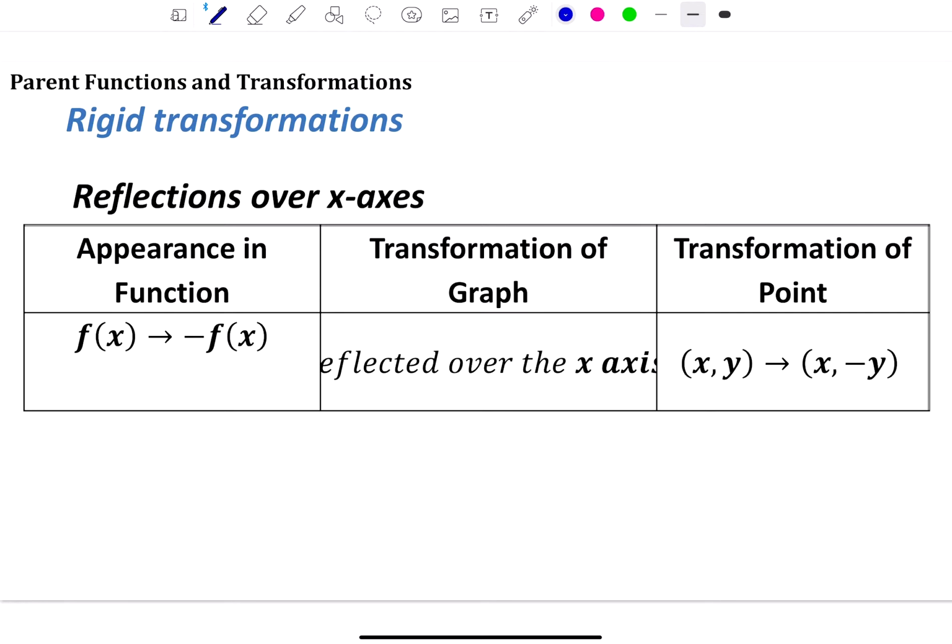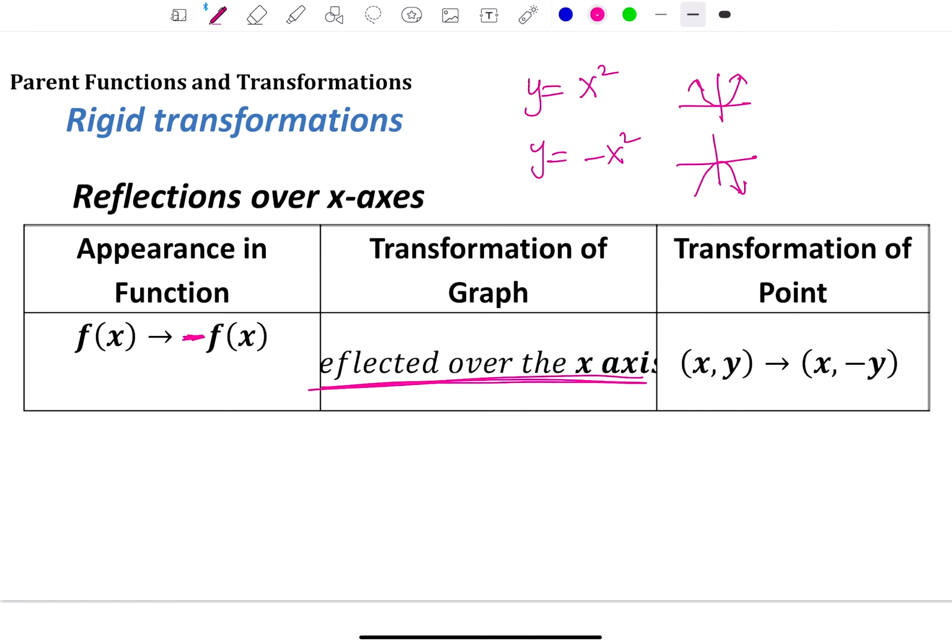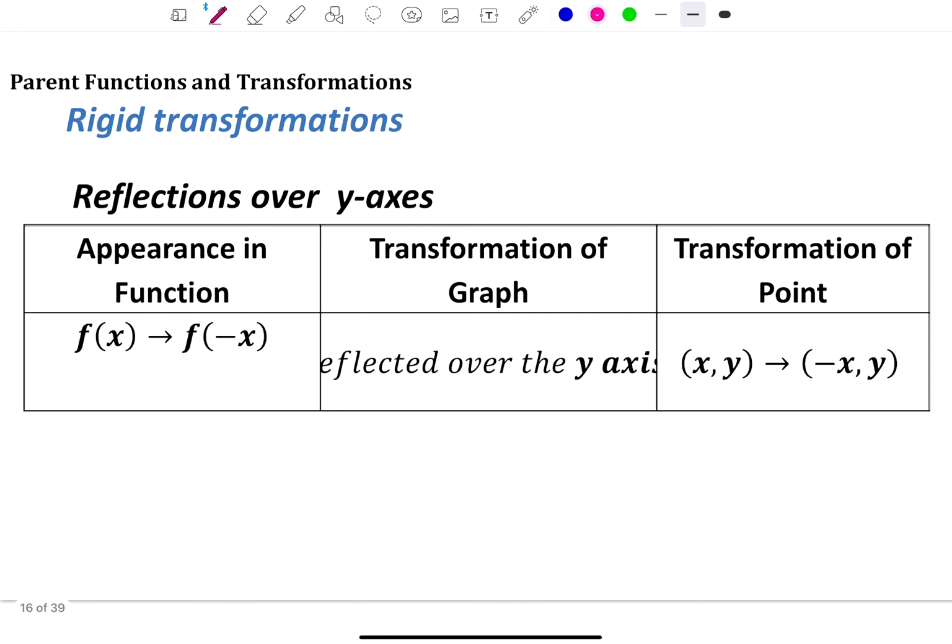Rigid transformations. If there's a negative in front of f of x, that's going to be reflected over the x-axis. My graph will be reflected over the x-axis. For example, y equals x squared, and if I have y equals negative x squared, that graph will be reflected over the x-axis. So a negative in front of the function reflects the graph over the x-axis. If I put the negative inside the function, then that's going to reflect the graph over the y-axis. So putting the negative inside the function will reflect the graph over the y-axis.